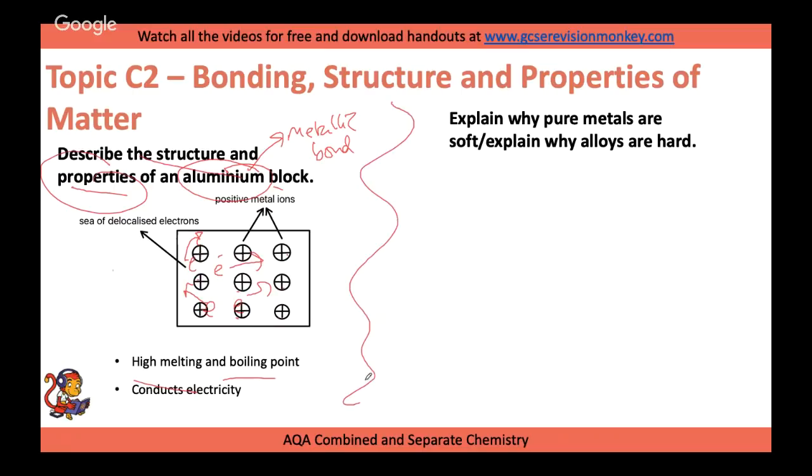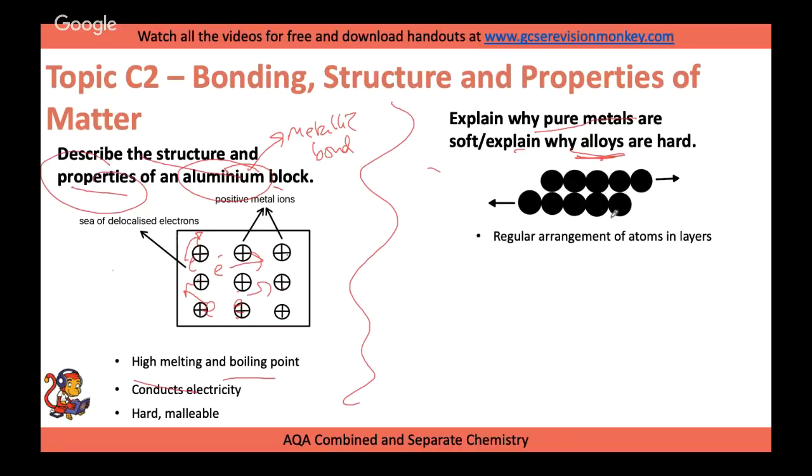This next question is one to definitely look out for. Talking about pure metals versus alloys. It says, explain why pure metals are soft and alloys are hard. Well, a pure metal has a regular arrangement of atoms in layers, and those layers slide easily. This is what you need to say for the marks. It's not difficult. It'll often be a 2 marker. So the regular arrangement of atoms and the layers slide easily. However, if you have an alloy, it will look a little something like this.